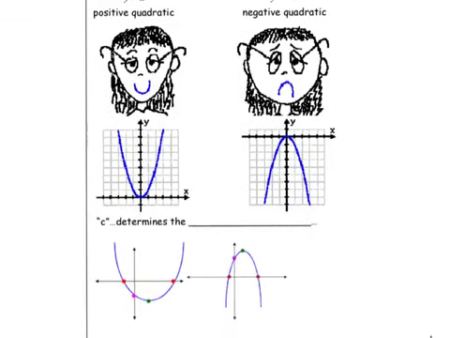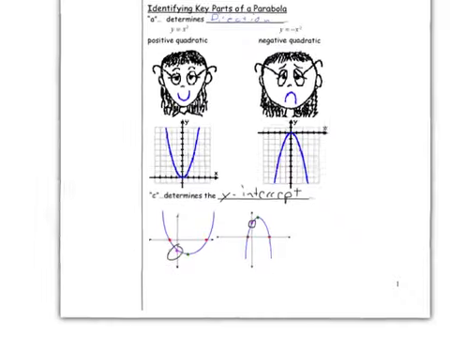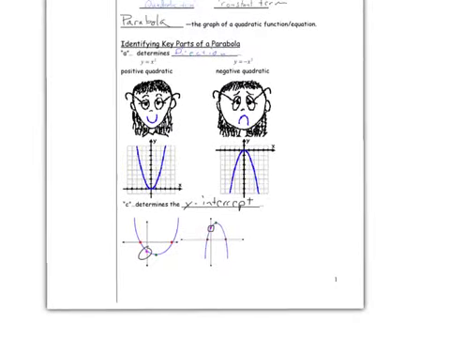And the c determines the y-intercept, so where it crosses the y-axis. Alright? So that means just by looking at an equation, we can tell which direction it's going to go and where it's going to cross the y-axis. And we should be able to do that without even doing any math, really, just by looking at the equation. So let's give that a try.